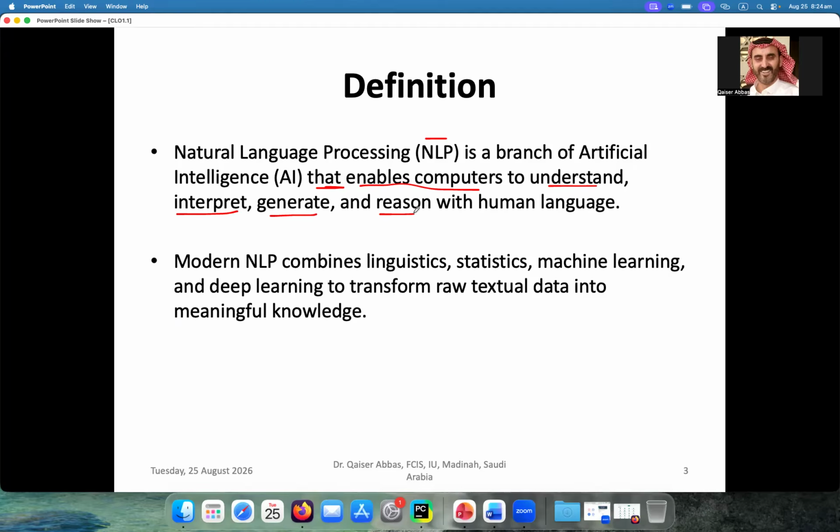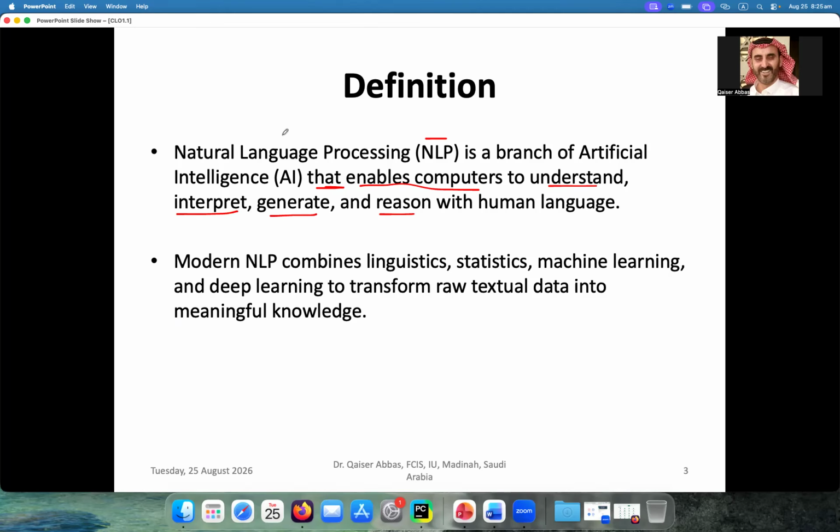Understanding means, if I am speaking, you are understanding because you have the knowledge of this language. So this is what understand means: understanding the human language. Interpreting: if I give you some topic, you can interpret that topic. Generating text: you can give some query and the model can generate its response to that query, so that model is generating text. And reason: you are discussing some topic with the model and the model is also discussing that topic with you. So this is the concept of reasoning.